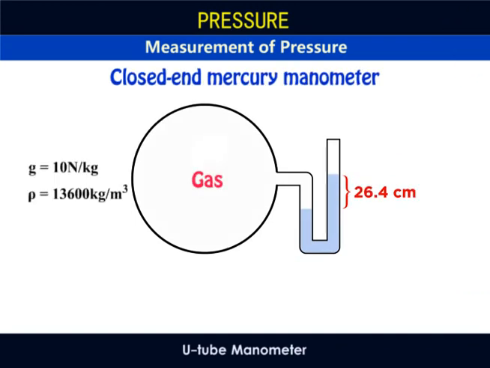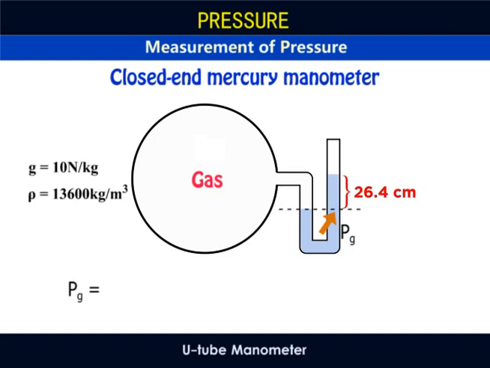Assuming the liquid is mercury, we can calculate the gas pressure because we know the density of mercury is 13,600 kilograms per cubic meter. So at this level, the pressure on the surface of the mercury is the gas pressure, Pg, which we don't know. At the same level on the other end, the pressure is due to the column of the mercury, 26.4 centimeters long. And because they are at the same level, they are equal. So this is also Pg, and this one we can calculate.